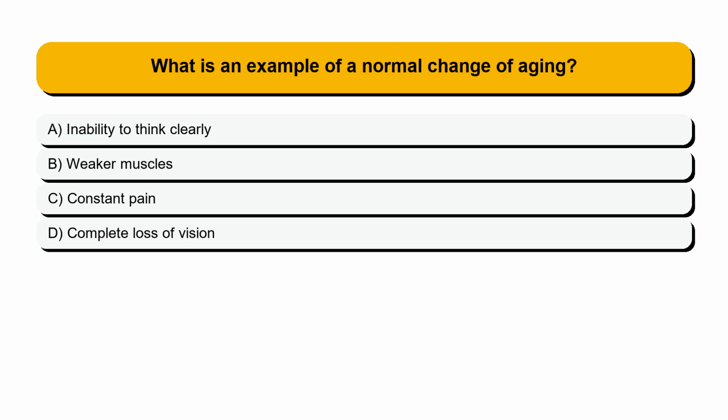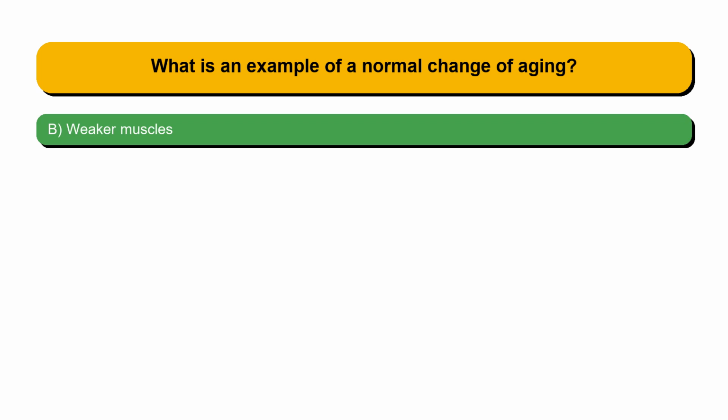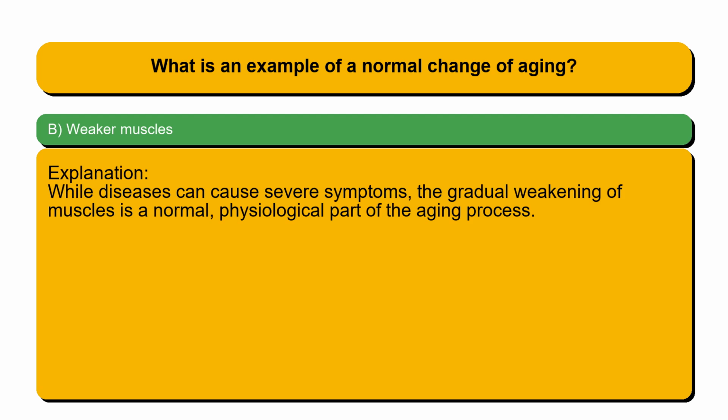Question 11. What is an example of a normal change of aging? Option A, inability to think clearly. Option B, weaker muscles. Option C, constant pain. Option D, a complete loss of vision. The correct answer is option B, weaker muscles. While diseases can cause severe symptoms, the gradual weakening of muscles is a normal, physiological part of the aging process.